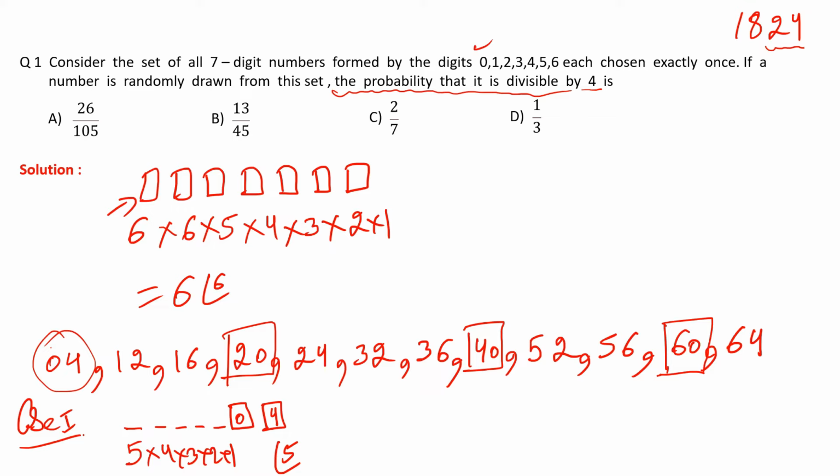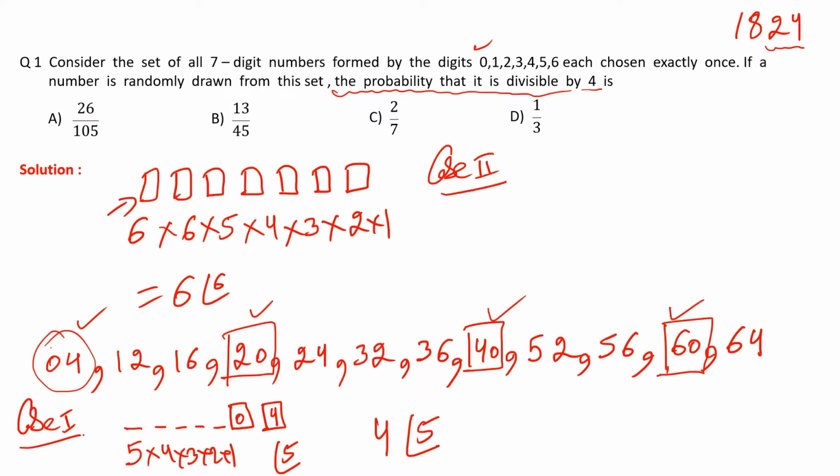That means factorial 5 will be the number of numbers for this group. Now since there are 4 such groups, so that means total number comes out to be 4 into factorial 5 for the first case. I think this should be clear to you. Now we move to the second case.